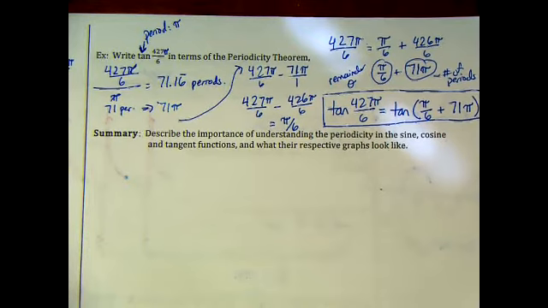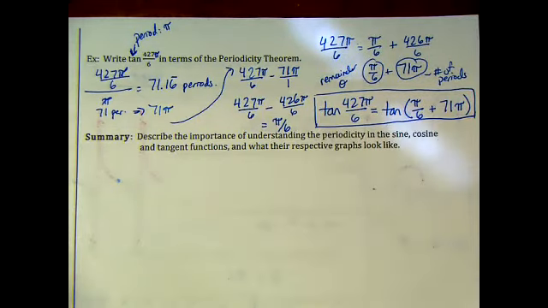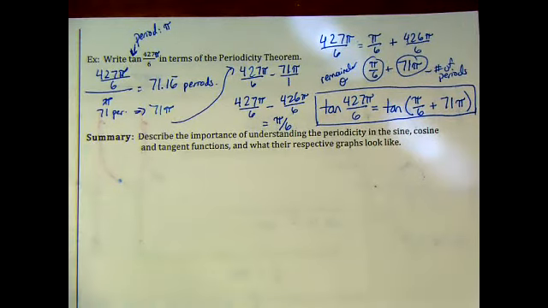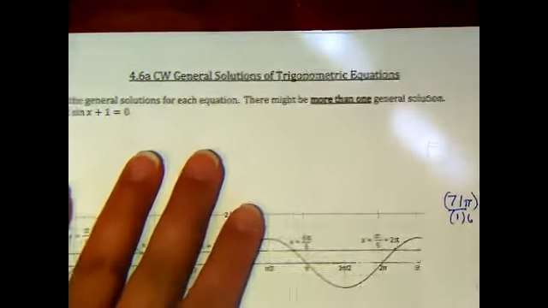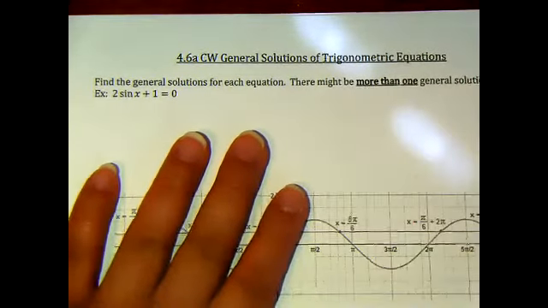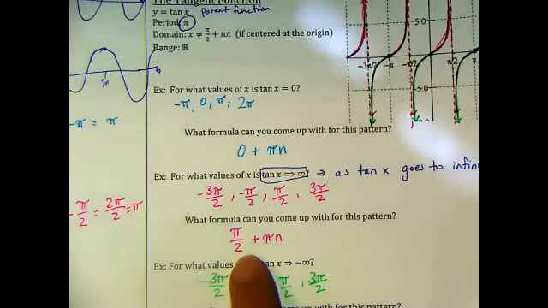Our activity and homework for today, funnily enough, does not actually involve graphing tangent quite yet. It is somewhat linked to this idea of periodicity, but our classwork and homework for today is mainly focused on finding general solutions of trigonometric equations. A general solution means we are going to be writing it in a form. Our answers should be in some form of formula where the pattern is continuing.